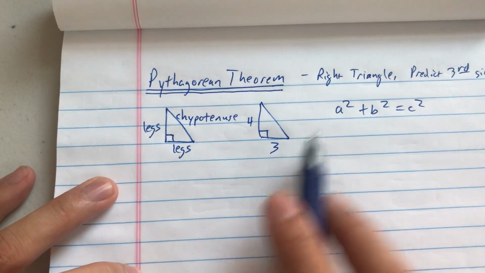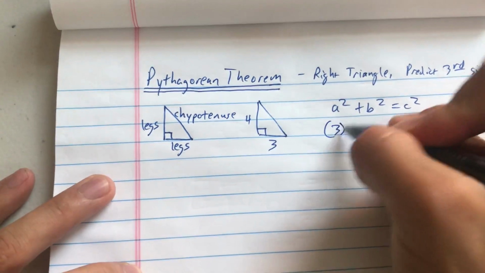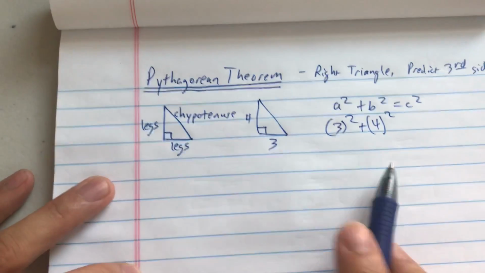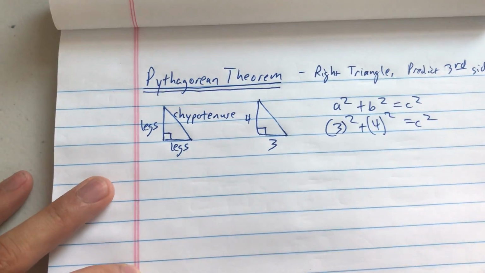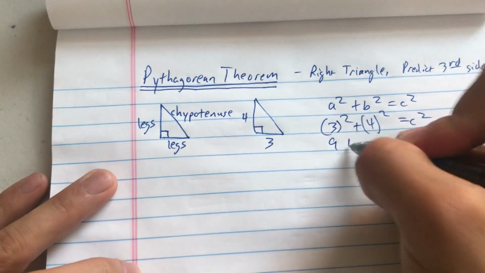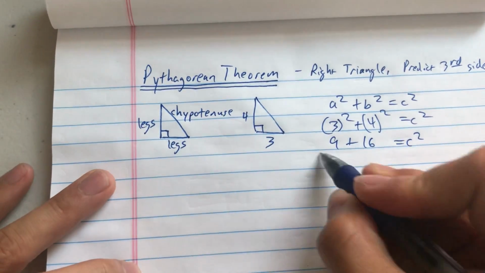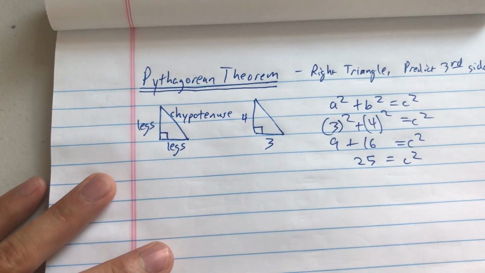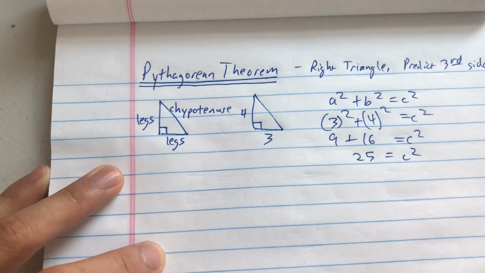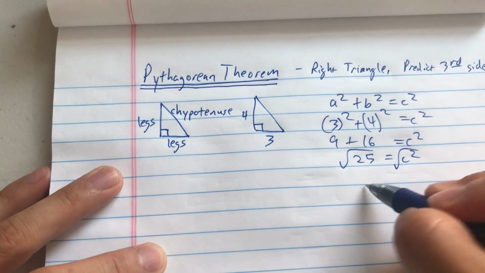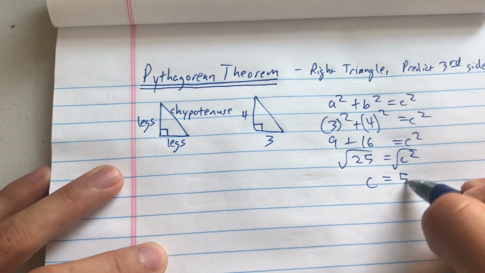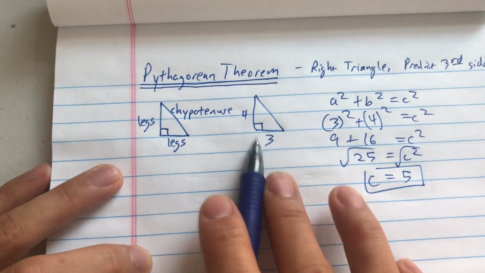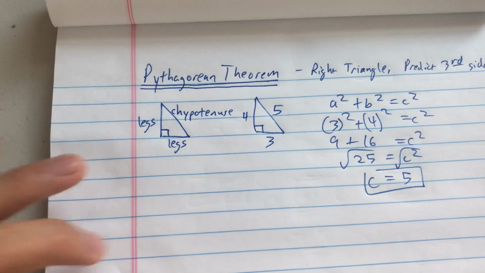And so you would plug in 3, right? A squared is 3 squared plus b squared, which is 4 squared. It's interchangeable. That is equal to c squared, okay? So 3 squared is 9 plus 16 is equal to c squared. 9 plus 16 is 25, which is equal to c squared. And then the final step to solve for this is take the square root of both sides. And so c is equal to 5, right? Because the square root of 25, it's a perfect square, it's 5. So here you have the classic 3, 4, 5 triangle, okay?